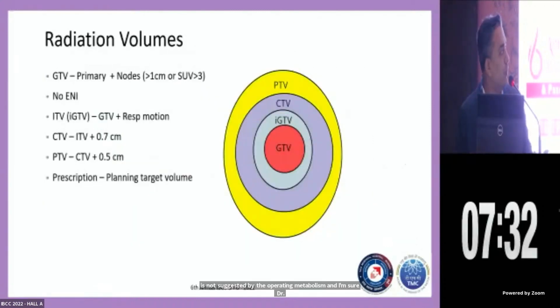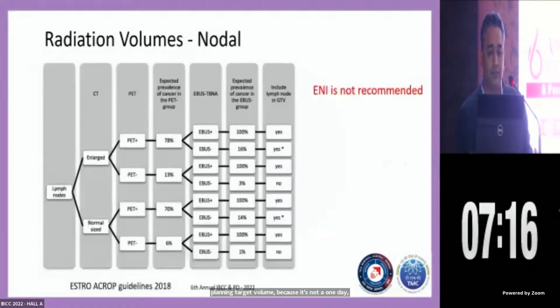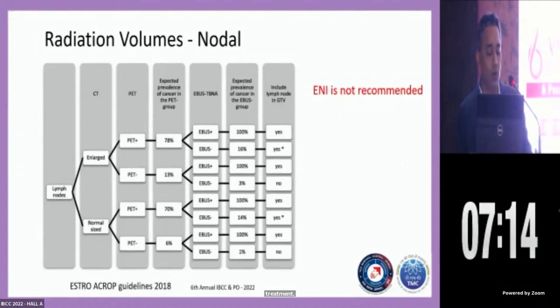So these are the radiation volumes that you will have. Whenever you plan for radiation therapy, you will have the gross tumor volume where there is gross disease. The ITV is for the motion management, the clinical target volume is for the microscopic disease, and the planning target volume, because it's not a one-day treatment, it is going for approximately 40 to 45 days. So these are the radiation volumes that we need to consider before we plan for radiation therapy.